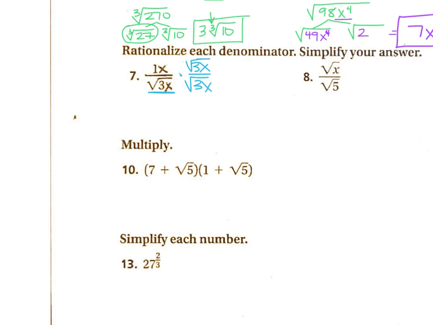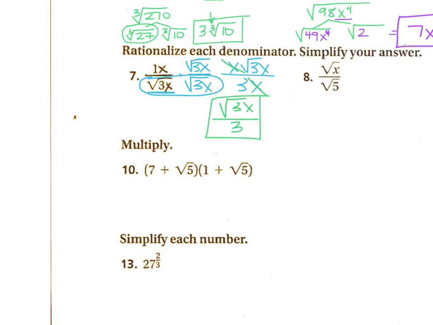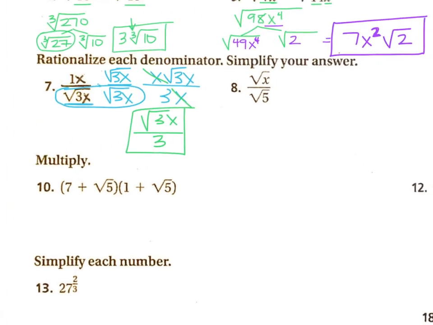So on top, you are going to have 1x is just x, right? So x rad 3x. On bottom, when you multiply a radical by itself, the radical goes away, right? We're taking the square root of 3x times the square root of 3x is the square root of 9x squared, which is 3x. So it looks like this right now, but x is divisible by x. That would be 1. So you are left with the square root of 3x over 3. And that would be your answer. Okay? Okay, number 8.